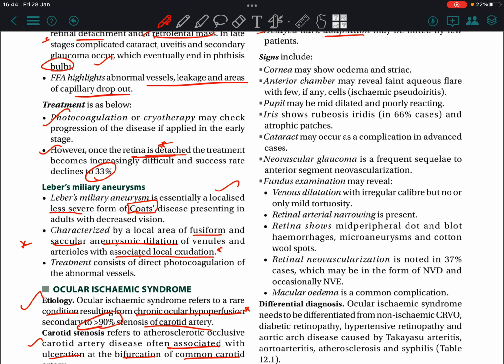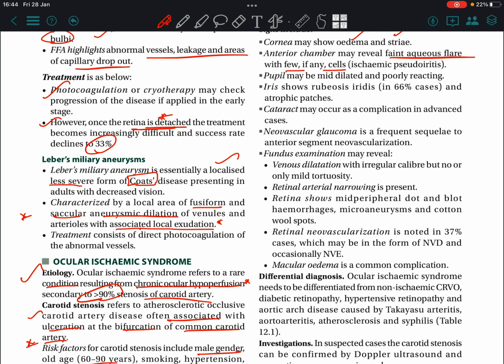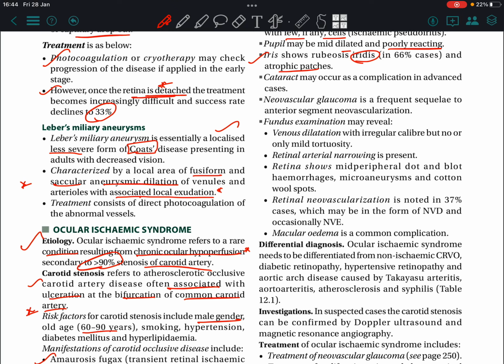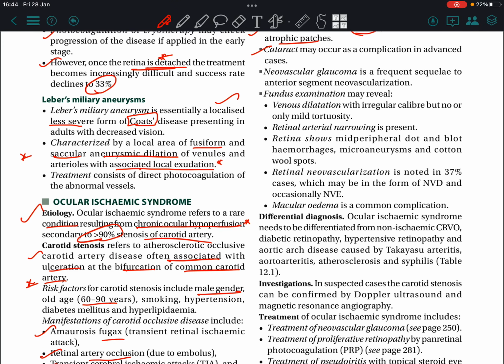Signs: cornea may show edema and striae. Anterior chamber may reveal faint aqueous flare with few cells. Pupil may be mid-dilated and poorly reacting. Iris shows rubeosis iridis and atrophic patches. Cataract may occur as a complication in advanced cases. Neovascular glaucoma is a frequent sequela to anterior segment neovascularization.